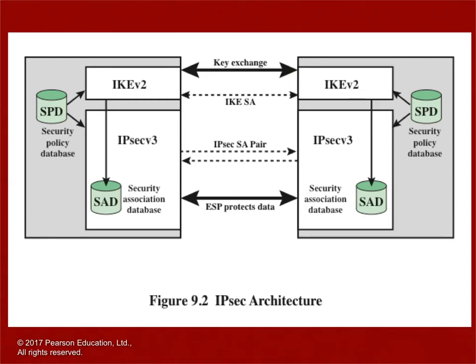Just to start, this is the architecture we're talking about. We covered last time security association. We talked about the security association in terms of what parameters, what is the primary key, which is the SPI, and all the other fields.